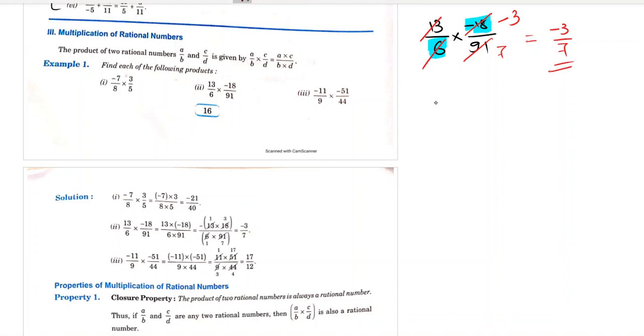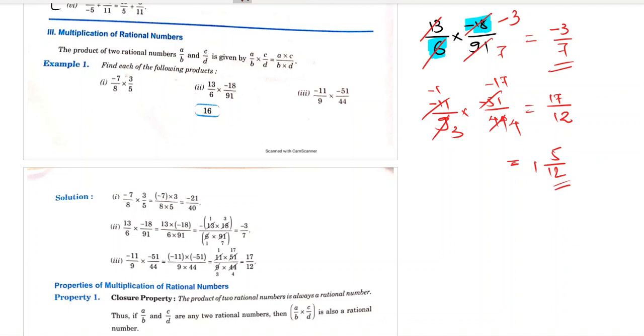Suppose one more example, whatever they have given here: 11 minus 11 by 9 into minus 51 by 44, right? So 3 3s are 9, minus 17 3s are 51, and 11 minus 1s are 11, and 11 4s are 44. Now 17 multiplied by minus 1 will give you plus 17 by 3 4s are 12. Now this is an improper fraction, so it's better that you convert it into a mixed fraction. So it will be 12 1s are 12 plus 5 is 17, 1 5 by 12. So that should be the final answer.